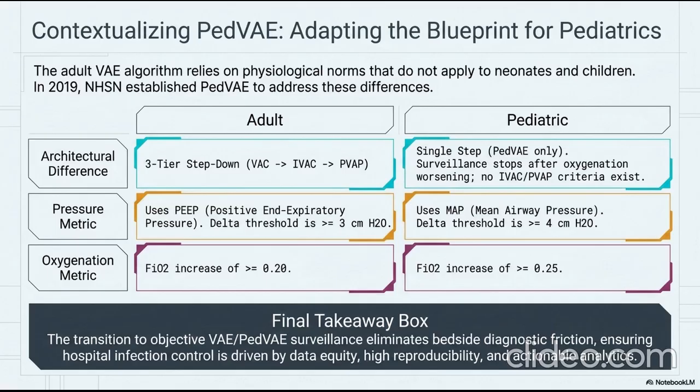Contextualizing PED-VAE, adapting the blueprint. Finally, a brief word on our pediatric colleagues. In 2019, NHSN established PED-VAE. Unlike the 3-tier adult system, PED-VAE is a single-step process that stops after oxygenation worsening is identified. It uses mean airway pressure, MAP, instead of PEEP, and has slightly higher delta thresholds: FiO2 of 0.25 and MAP of 4 centimeters H2O. This transition to objective surveillance ensures that our infection control efforts are driven by data equity and actionable analytics.